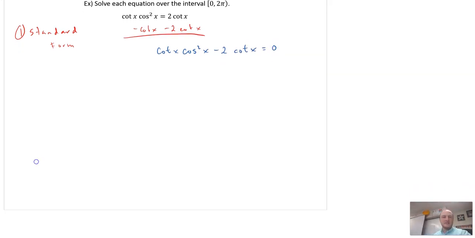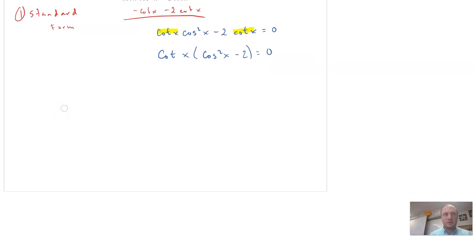Okay, and you have to kind of stop here at this one and look and see, like, what do I see? And I hope what sticks out to you is that cotangent of x is in each term. And generally when this happens, what you're going to want to do is you're going to want to factor that out. So I'm going to factor out a cotangent of x, and I get cosine squared of x minus 2 is equal to 0. Okay, and now what I can do is I can go ahead and I can utilize the zero product property, right?